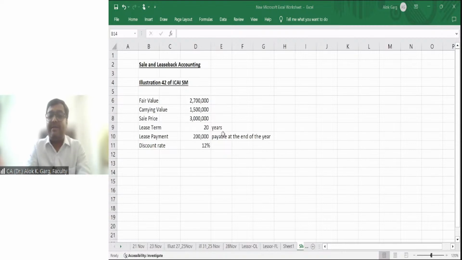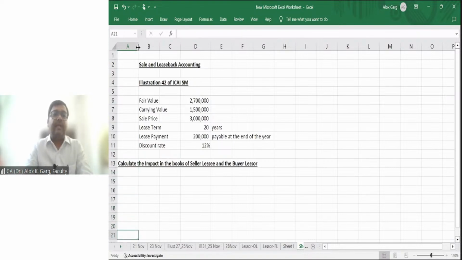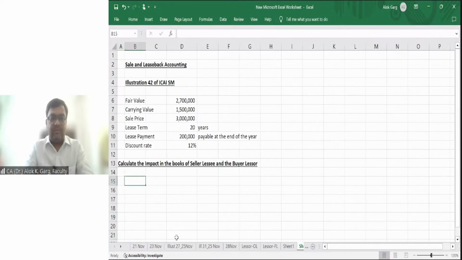Now we need to calculate the impact in the books of the seller lessee and the buyer lessor. Friends, let's move step by step, then you will find that this question is very simple. First of all, step number one, and you will secure your marks step-wise.